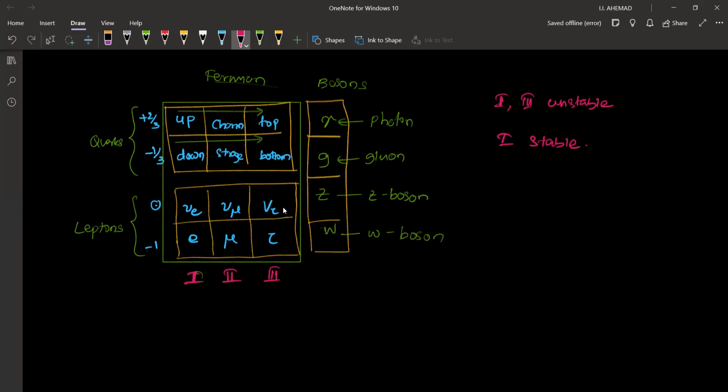I know the names might be confusing and the charges might be confusing, so I'll tell how you can remember. You only have to remember this first generation especially. This is not hard, right? The names for quarks are not hard. Up, down. When you put these into the boxes, here you have up and down. Up has a positive charge, down has a negative charge. And then in leptons, we have electron and electron neutrino.